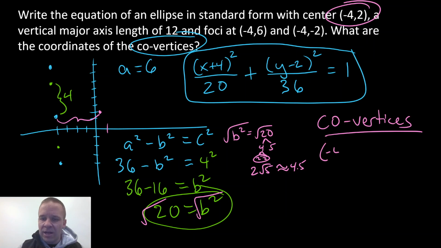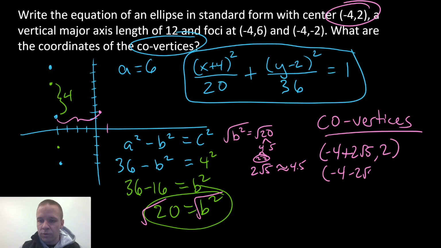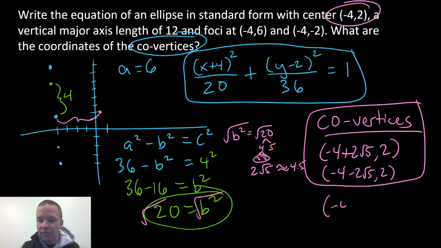So I can have -4 plus that 2 root 5, comma 2, that Y value will stay the same, it will stay 2. And I will also have -4 minus 2 root 5, comma 2. So those would be my two covertices. We could also have written that as -4 plus or minus 2 root 5, comma 2. That'd be Gucci as well, all right? You can do that plus or minus.